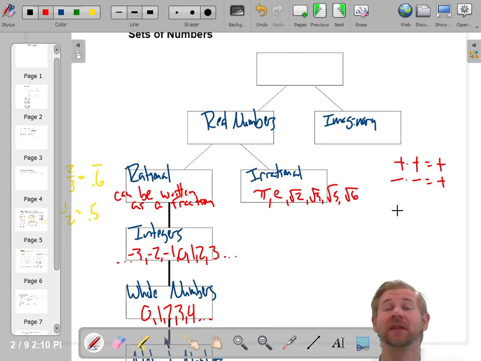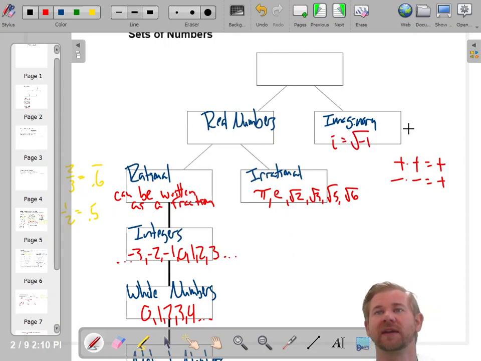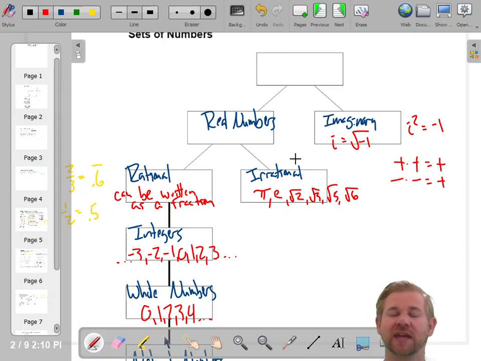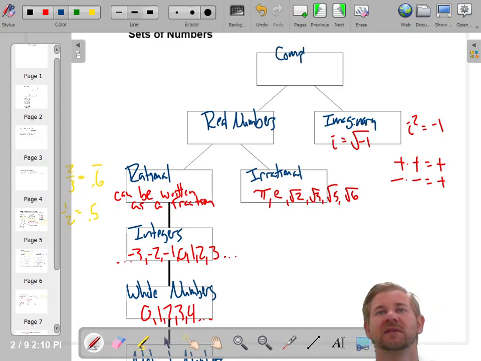So we made one up. We said i. i is what happens when you square root a negative number. And if you square it, i squared, if you multiply it times itself, you would get -1. So knowing those two things, we can build a whole new set of numbers where we combine the real part with the imaginary part, and those are called the complex numbers.